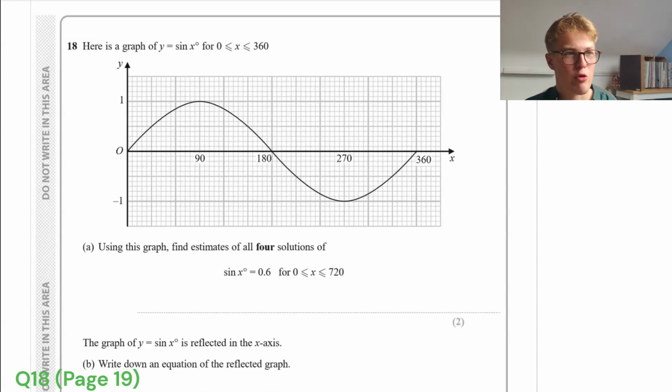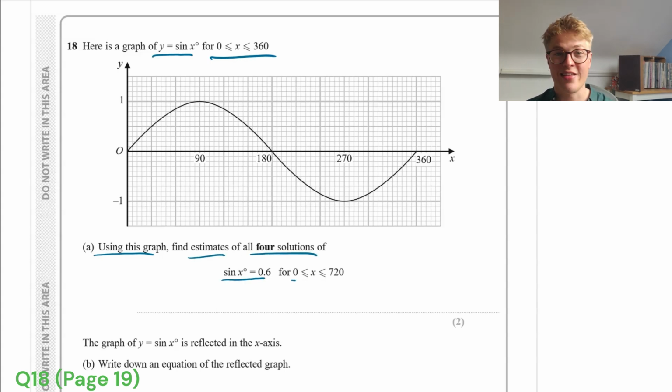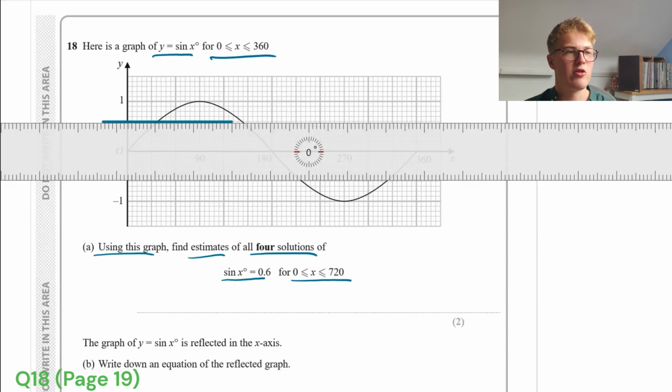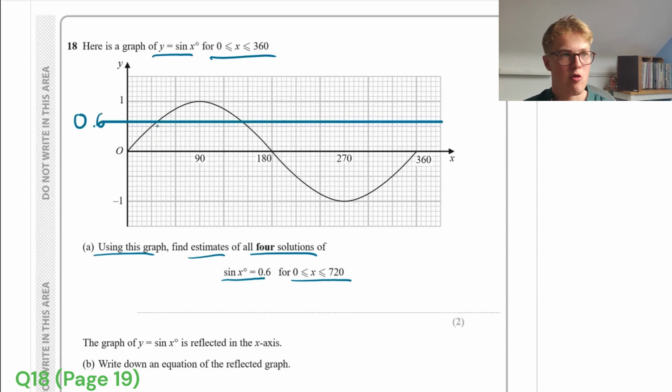Here is a graph of y equals sine x degrees. X is between 0 and 360. Using this graph, find estimates of all 4 solutions of sine x degrees is 0.6 for x between 0 and 720. So the first thing to do is read off the graph for y is 0.6, and we can see that x is going to be 36 degrees or 144 degrees.